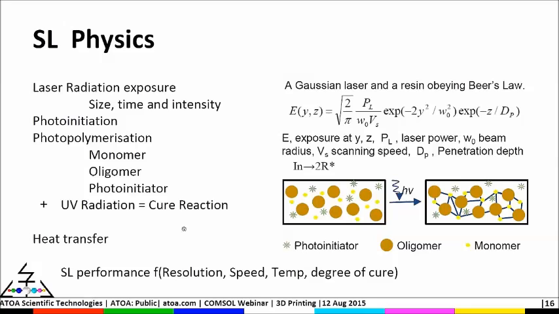This chemical reaction is an exothermic reaction process, and the heat transfer due to the cure and radiation is also critical. Stereolithographic part performance is related to part resolution required, scanning speed, temperature, and degree of cure. The degree of cure is most critical, and all this can be modeled.